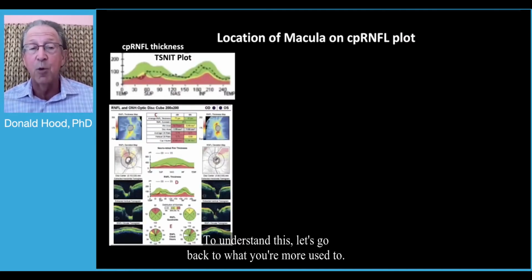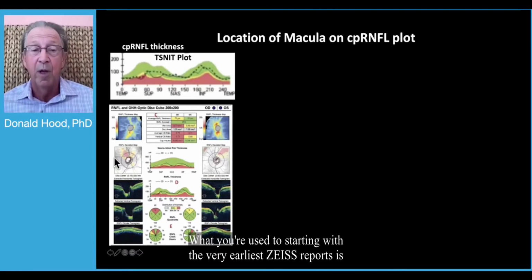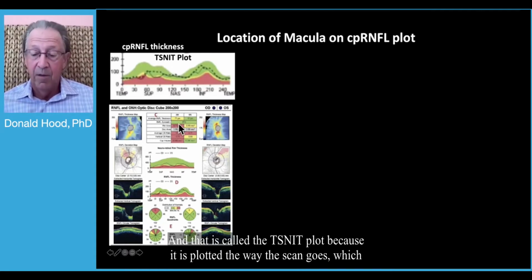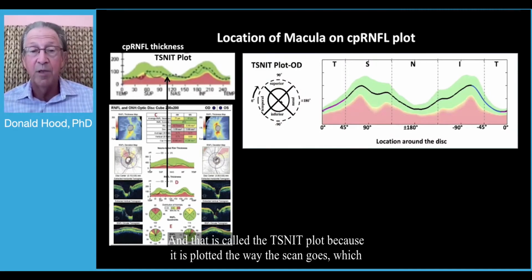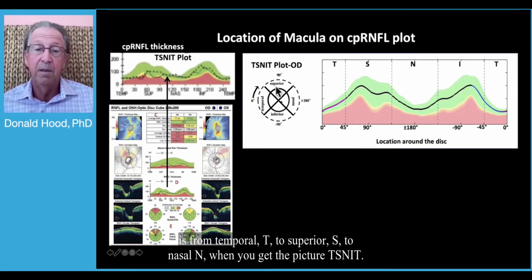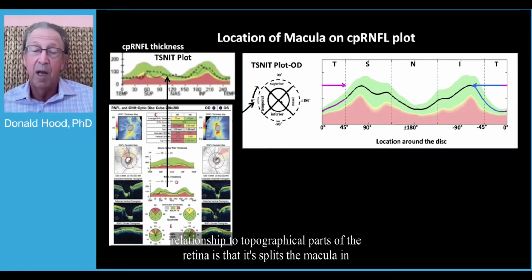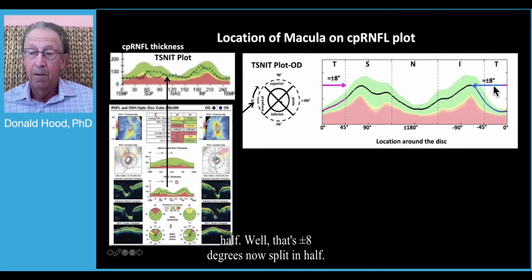To understand this, let's go back to what you're more used to. Starting with the very earliest Zeiss reports, it's what's often called a TSNIT plot. It is called a TSNIT plot because it is plotted the way the scan goes, from temporal, T, to superior, S, to nasal, N. You get the picture, TSNIT. The problem with this particular plot, when you're trying to understand the relationship to topographical parts of the retina, is that it splits the macula in half. So that's plus or minus 8 degrees now split in half.